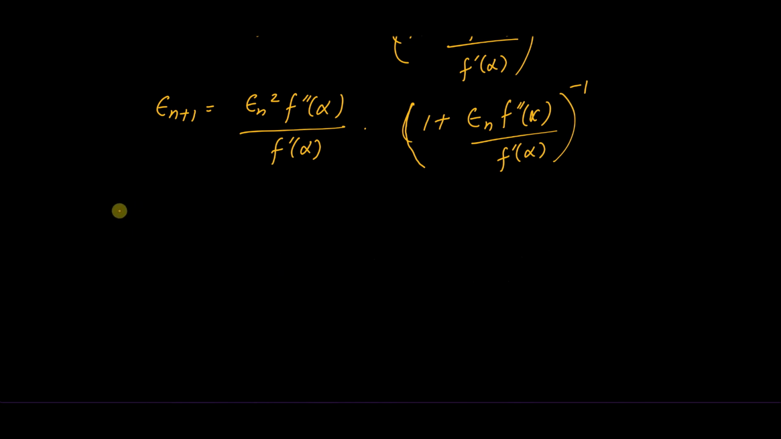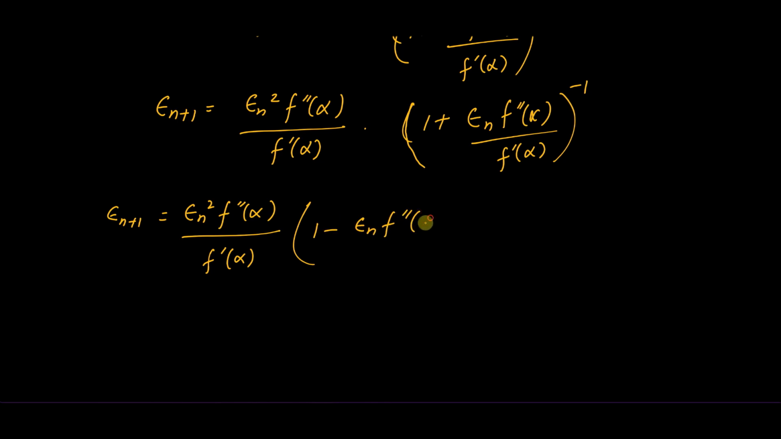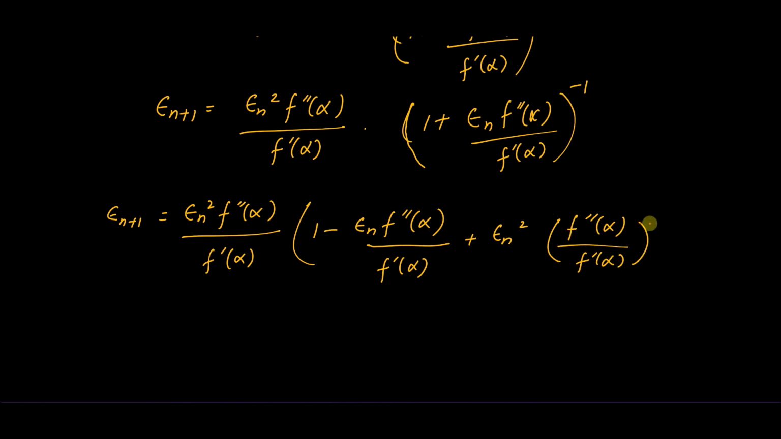So we will have epsilon n plus 1 equals, this is the same term we are writing here, and here we have, according to the binomial theorem, 1 minus epsilon n f double prime alpha over f prime of alpha plus epsilon n square times f double prime alpha over f prime of alpha whole square, plus up to so on.